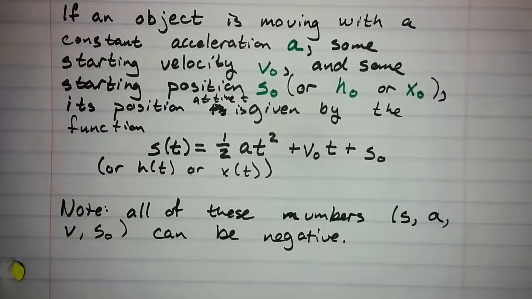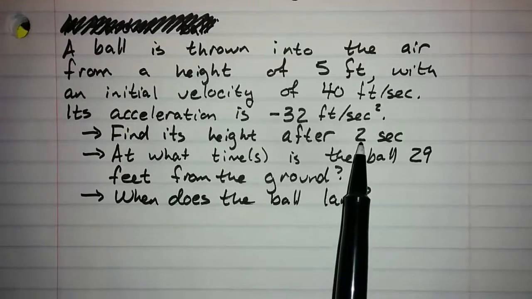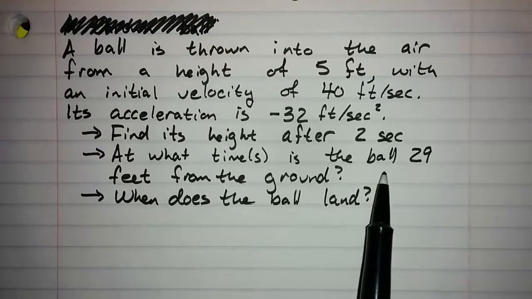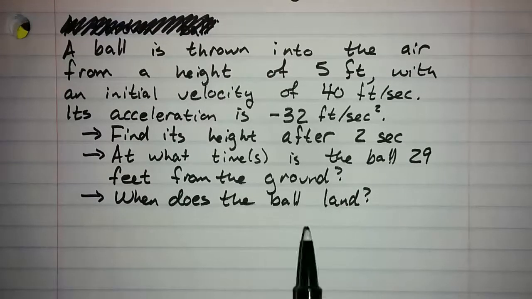So for example, suppose a ball is thrown into the air from a height of 5 feet with an initial velocity of 40 feet per second. Its acceleration is negative 32 feet per second squared. We want to do three things. We want to find its height after 2 seconds, find out when it's 29 feet from the ground, and then find out when it lands.